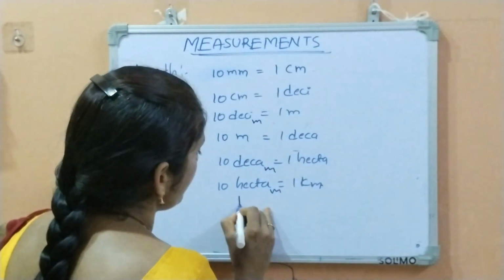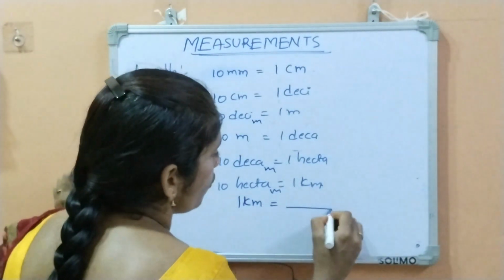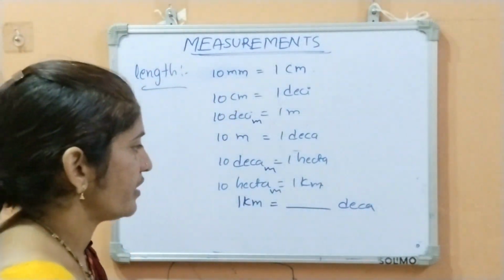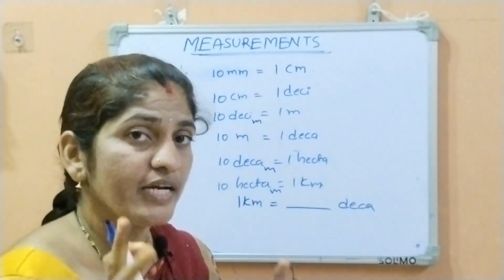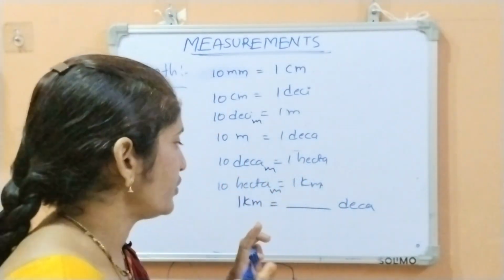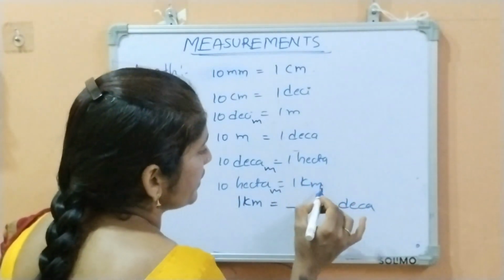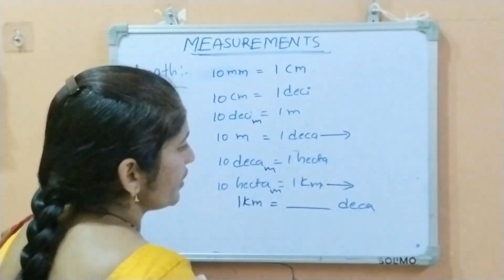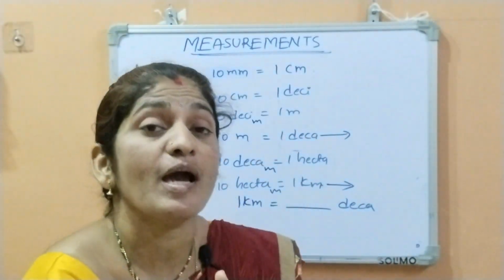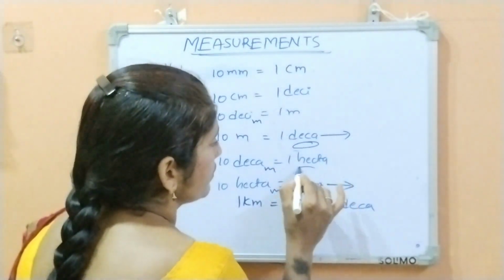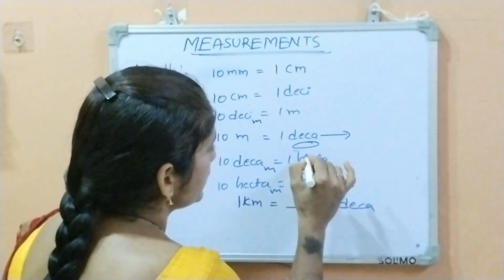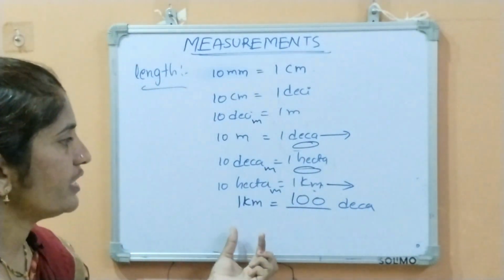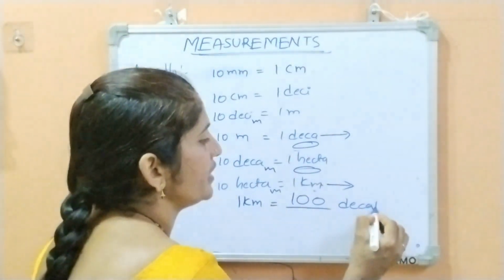So for example, 1 kilometer equals how many decameters? We have to remember at least this table for easy conversion. Here kilometer is here, decameter is here. So we are going to count the gaps. 1, 2. Only 2 gaps means 2 zeros we are going to write. 1 kilometer equals 100 decameters.